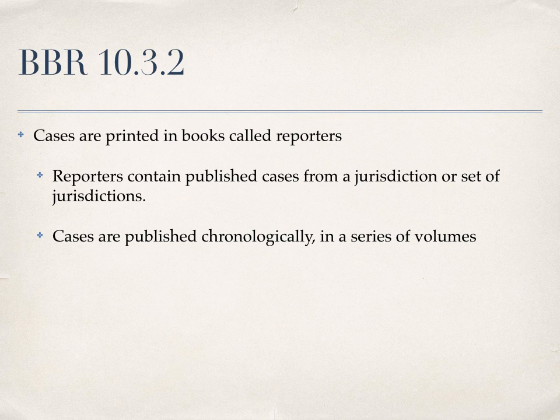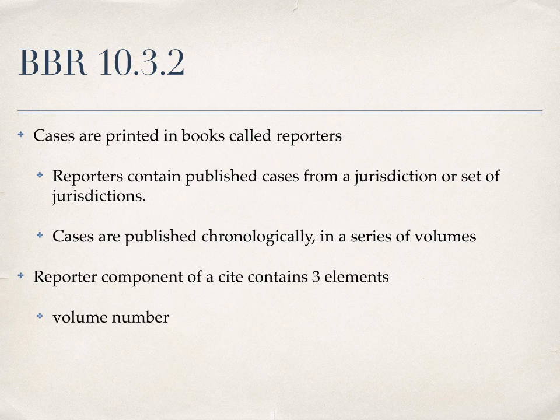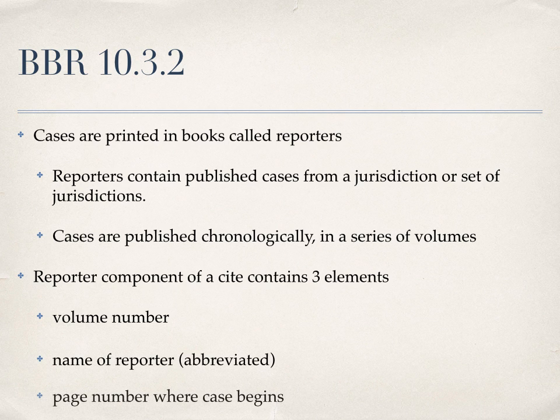So with three pieces of information, coordinates if you will, you can find any case. The three elements that make up these coordinates are first, the volume number, followed by the name of the reporter, followed by the page number where the case begins. By providing this information, abbreviating the name of the reporter as necessary, your reader will know where to find the case that you're citing.